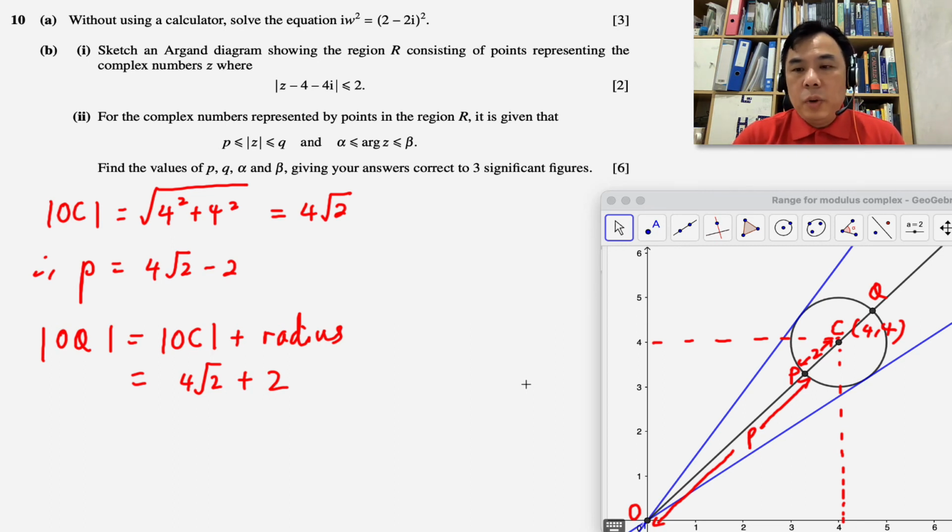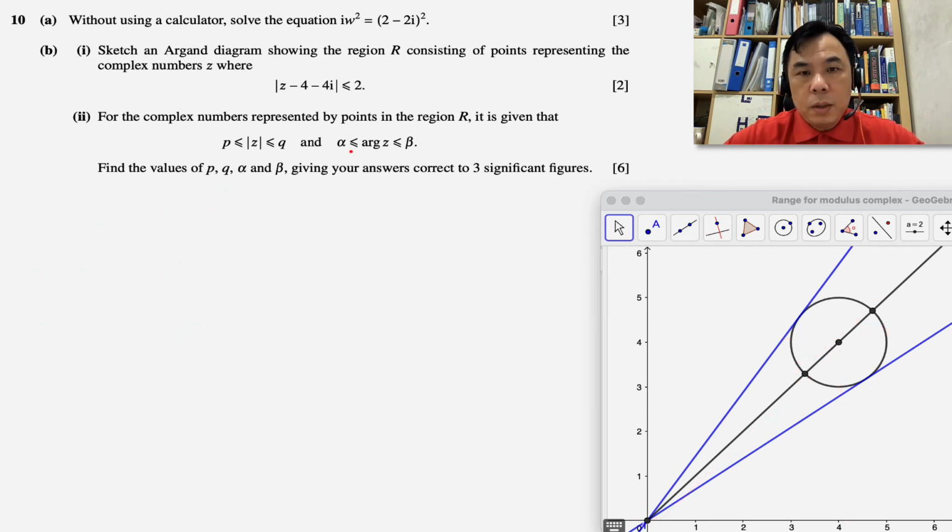Now, next we're going to move on to find the argument. I'm going to show you the argument shortly. Next we're going to answer the second part, which is to satisfy the inequality for the argument. What that looks like, I have already drawn in the same diagram here. You can see the blue straight line. The first blue straight line below here represents the line that produces the argument alpha. What I mean is this angle here is alpha itself.